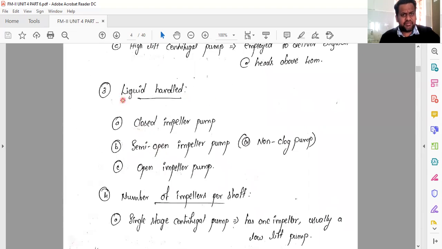Then, how the liquid will be handled: closed impeller, semi-closed or semi-open impeller, or open impeller. In this one, I already discussed that in a closed impeller, there will be a base plate and a crown plate. Whereas in semi-open, only the base plate will be there and the crown plate will be absent. In an open impeller, only the vanes will be there. There is no base plate or crown plate.